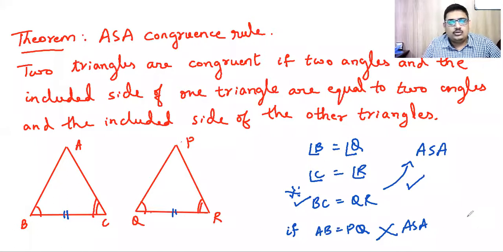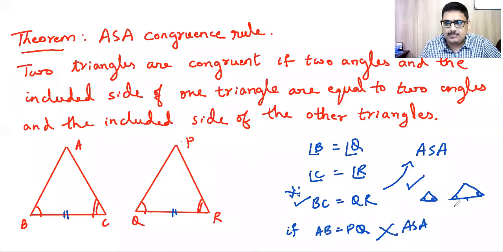Fine. So if we get two angles equal, then is the included side equal by default, or can they differ? They can differ. See, I'll show you a simple thing. You take one very small triangle. You take one long triangle. You observe here, the angles can be equal, but the sides need not be the same, right?